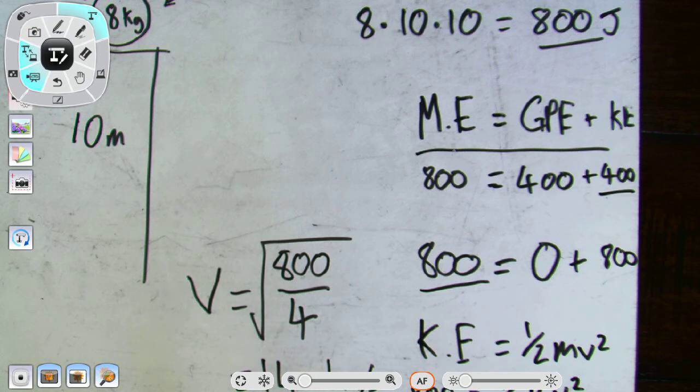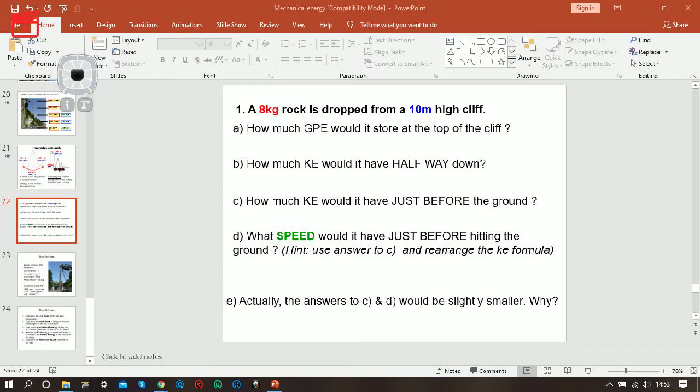Okay, so that summarizes the answers to slide 22. I get 800 for the first one, 400 for the second one, both in joules. This one is 800 joules. The speed I got as 14.1 meters per second. And the answer to part E is because some energy is lost to the surroundings as heat or sound.